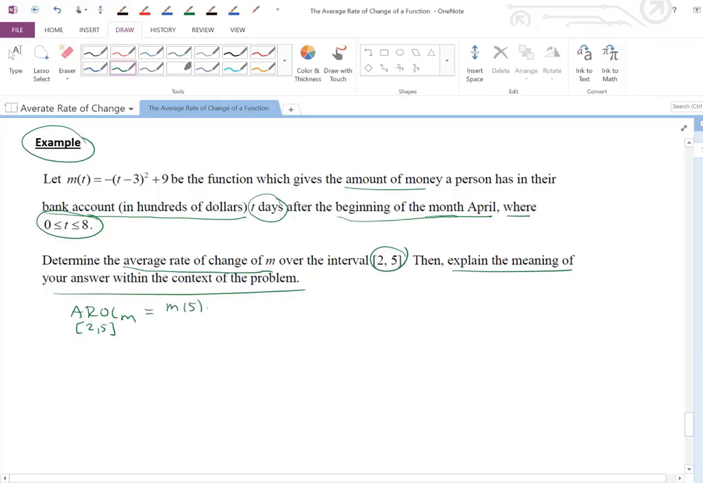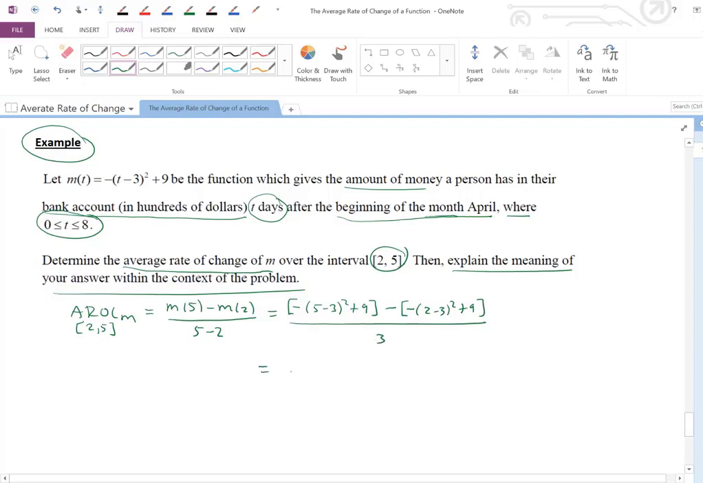Change in the m direction, so m of 5 minus m of 2, over the change in the input direction, 5 minus 2, and then we're going to go ahead and evaluate it. So m of 5 is the quantity negative (5 minus 3) squared plus 9, minus the quantity m of 2, which is negative (2 minus 3) squared plus 9, all over 3.